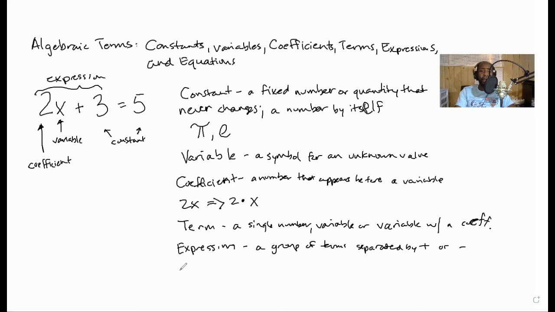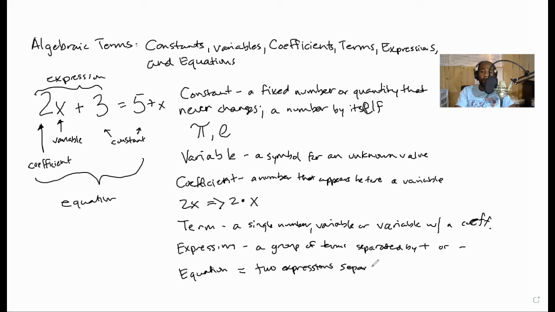All right, finally, equation. 2x plus 3 equals 5, that whole thing is an equation. Actually, specifically, let's say we add a 5 plus x here. That's what would make it an equation, because an equation is 2 expressions separated by an equal sign.